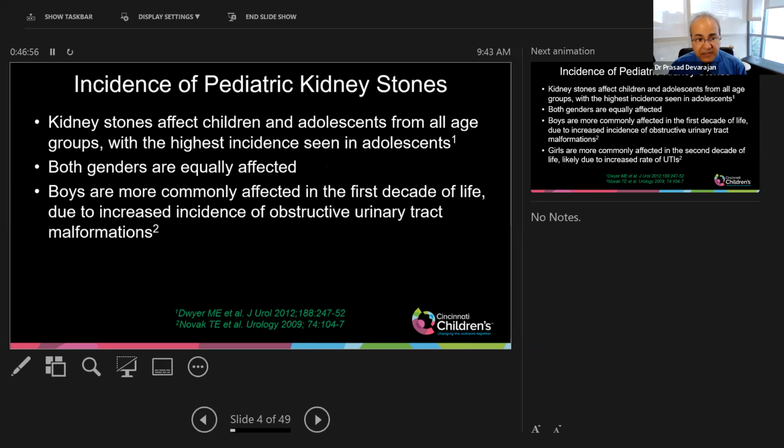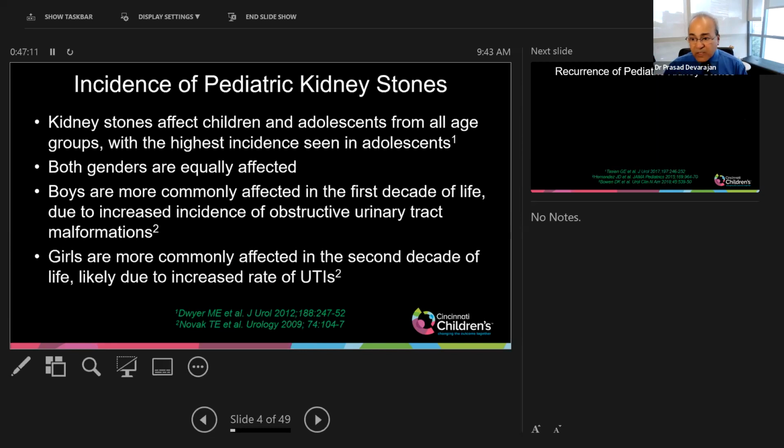Both genders are affected, but we've noticed that boys are more commonly affected in the first decade of life. That's probably because of increased incidence of common obstructive urinary tract malformations. But girls seem to be affected more in the second decade of life, likely due to increased rate of UTIs. And I'm going to try to convince you that there is a very strong association between UTIs and crystals and kidney stones, something that has become apparent in the last few years.